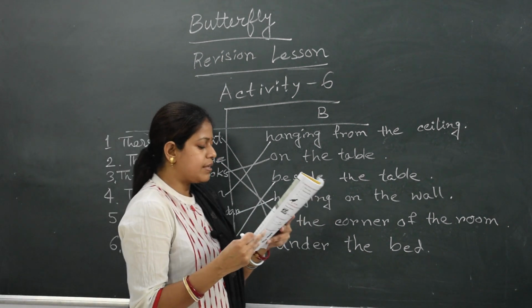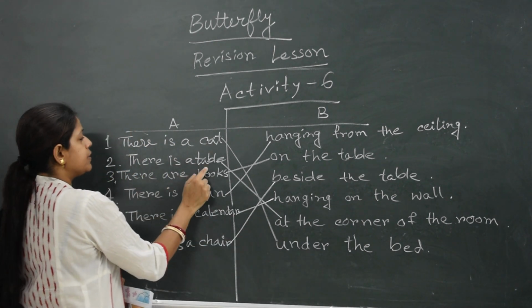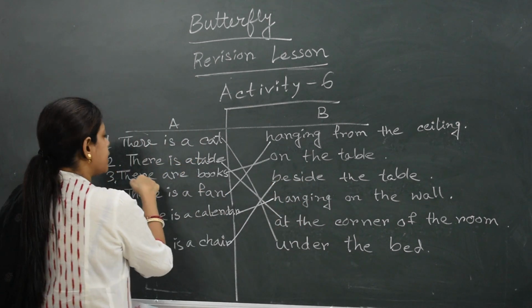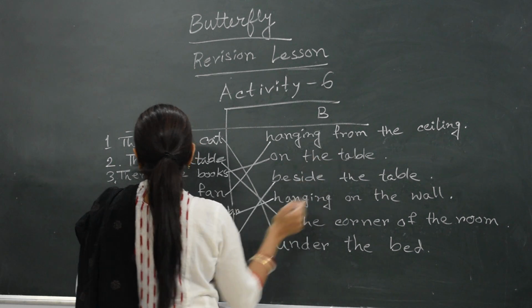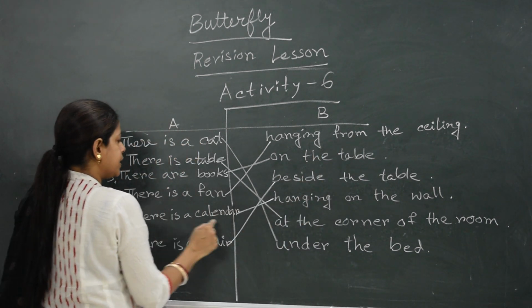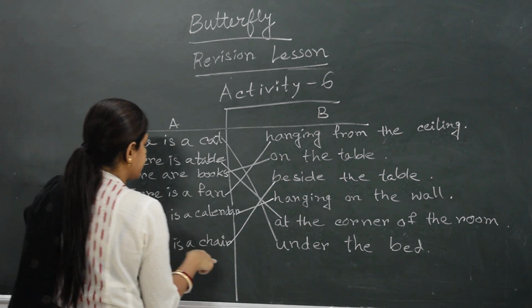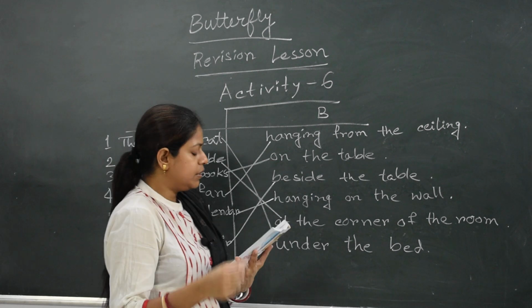Now we have the sentences. There is a cat under the bed. There is a table at the corner of the room. Number 3, there are books on the table. Number 4, there is a fan hanging from the ceiling. Number 5, there is a calendar hanging on the wall. And number 6 is, there is a chair beside the table. So, activity 6 is done.